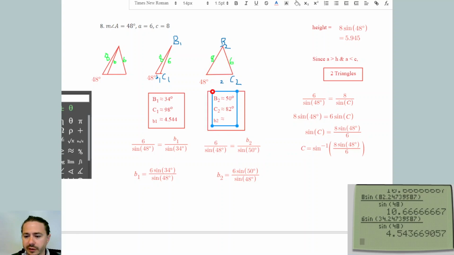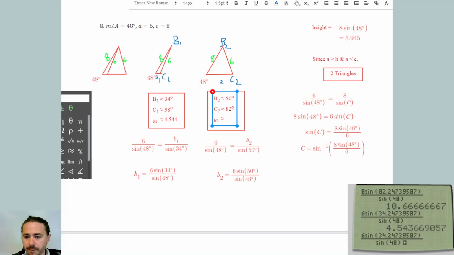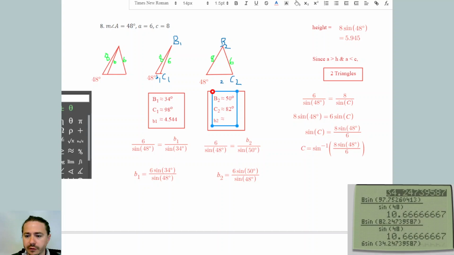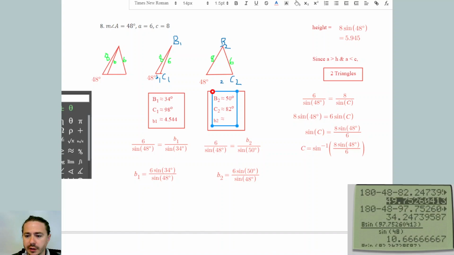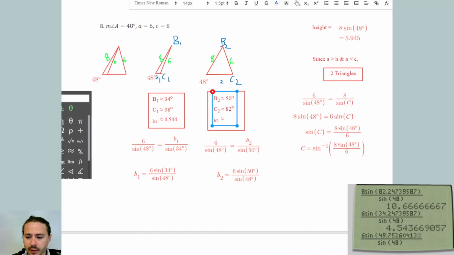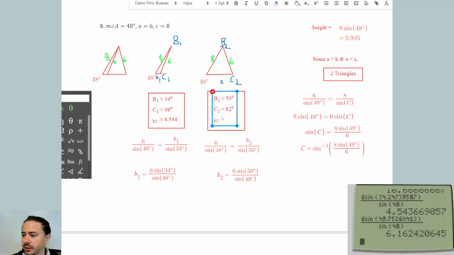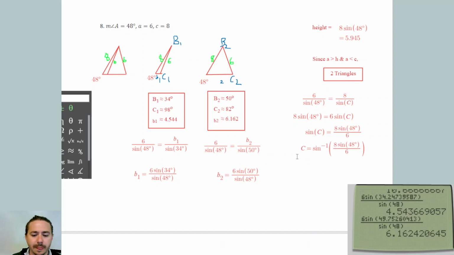And then for B2, we'll do basically the same thing here, except we'll use the 50-degree angle measure. So where's that 50-degree angle measure? Right here. Okay, this looks a lot better. This one should be bigger than B1. 6.162, and I'm pretty satisfied with that. All right, well, there's number 8.